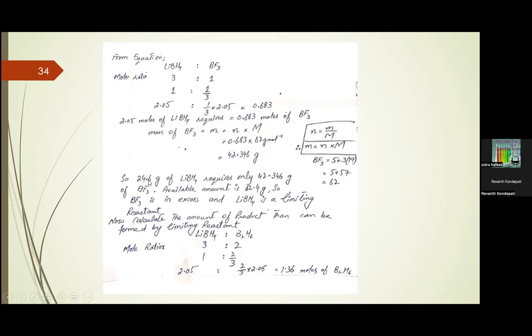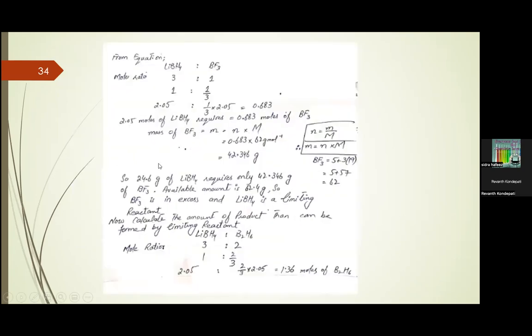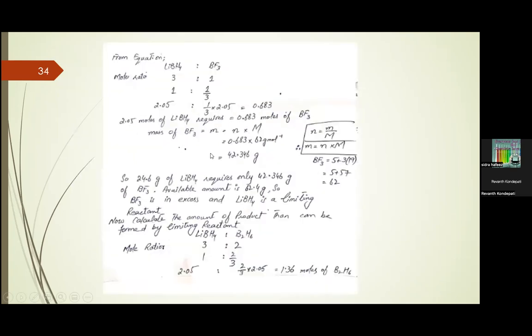So 24.6 gram of lithium borohydride, the available mass, requires only 42.346 gram of BF3. The available amount of BF3 is 62.4 gram, which is much greater than this 42. So BF3 is in excess and lithium borohydride is the limiting reactant.